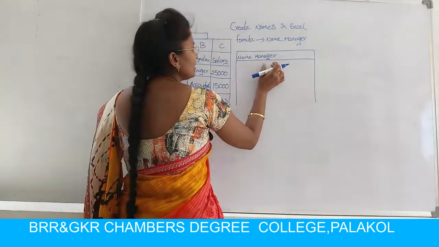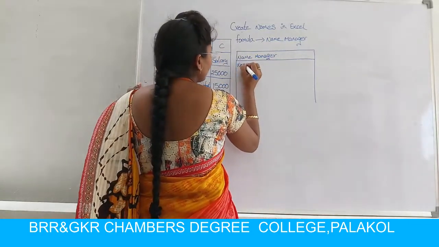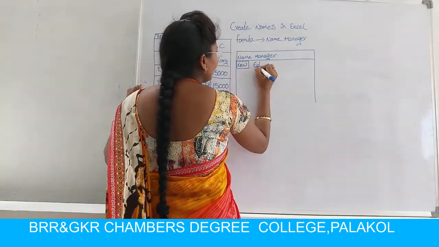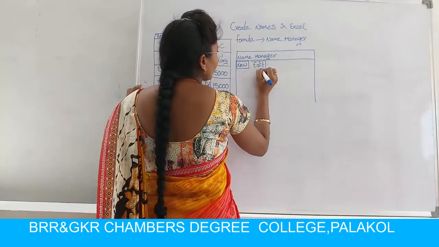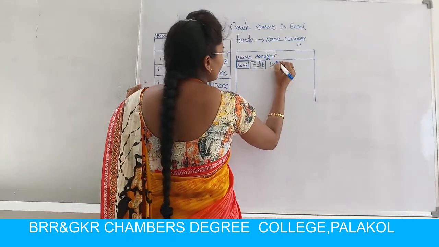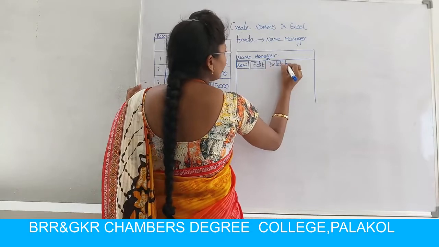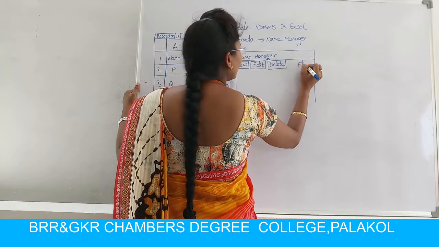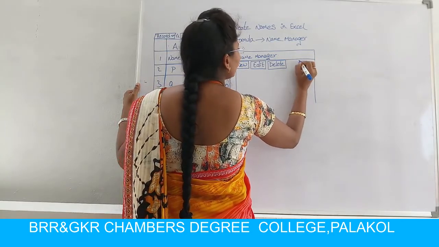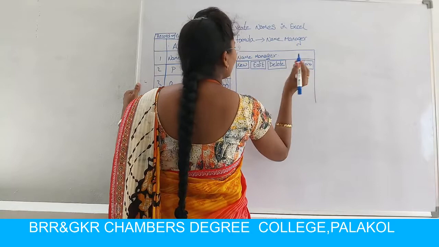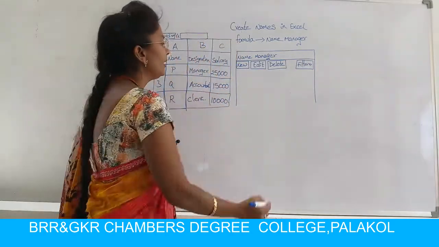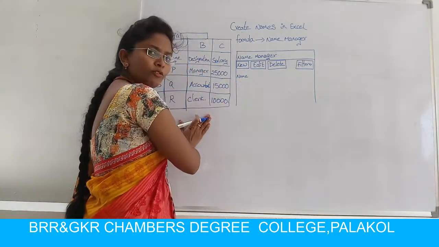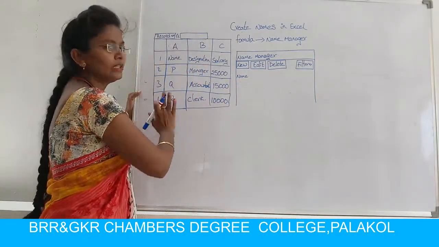You can see some buttons here. The first one is the new button and the second one is the edit button. The third one is the delete button and the last one is filter. You can see one down arrow mark also in the filter. And here it will display the names which you created within the name manager.